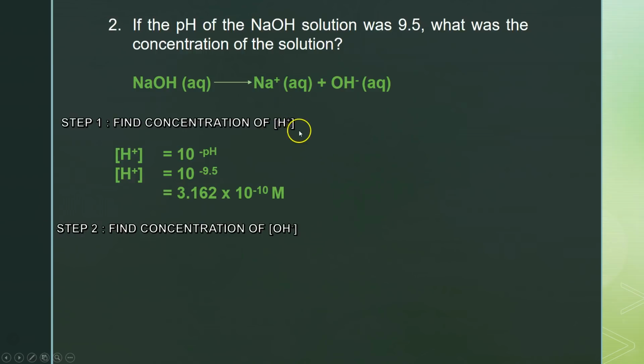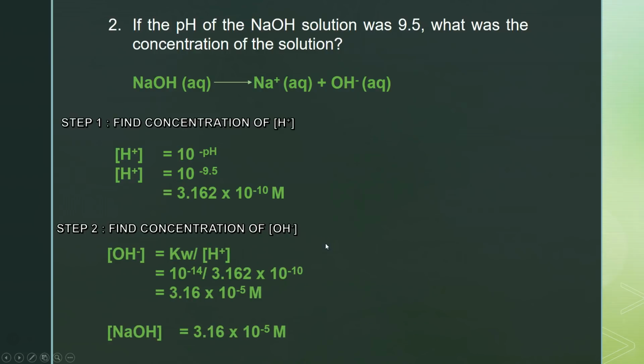From the concentration of hydrogen ions, you can get your concentration of hydroxide ion. The key here is again the water ionization constant. You rearrange the equation so that you get your hydrogen ion concentration here and your hydroxide ion here, since this is what you want to find out. Okay, so 10 to the power of negative 14 divided by 3.162 times 10 to the power of negative 10, which is the concentration of the hydrogen ions, and you will get your concentration of hydroxide ions.